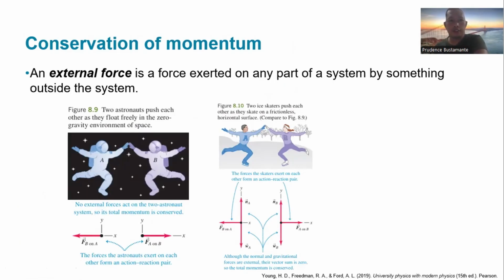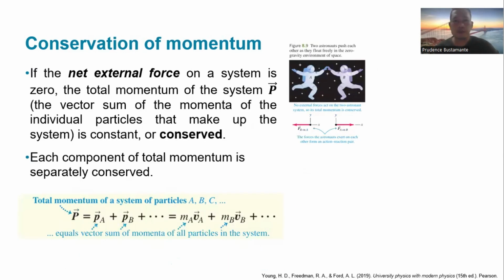So we come now to the conservation of momentum. What does conservation of momentum mean? It means that if the net external force on the system is zero, the total momentum of the system P, a new vector quantity which is the vector sum of the momenta of the individual particles of the system, is conserved or constant. So what do you mean by this?